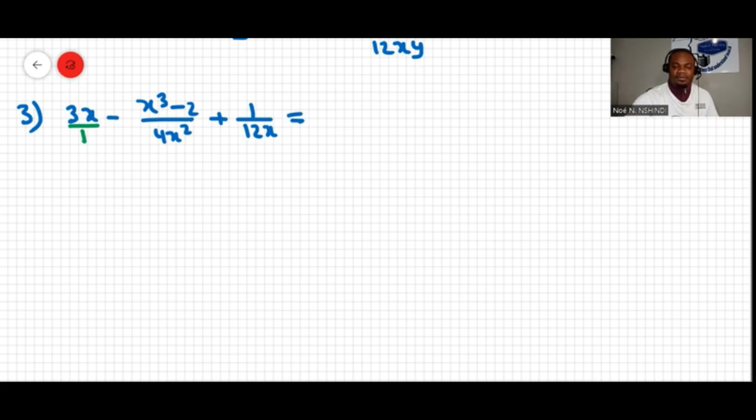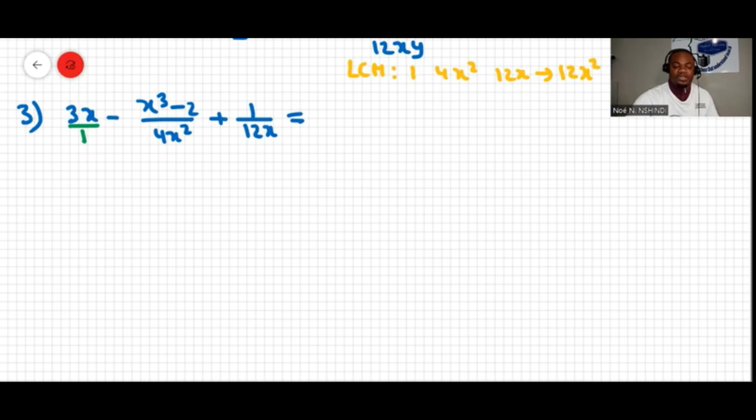We need to find the LCM of 1, 4x squared, and 12x. The lowest common multiple: 12 is a multiple of all 1, 4, and 12 itself, so I will take 12 for the LCM. Now I look again. X squared is also a multiple of 1 because x squared divided by 1 is x squared. X squared is a multiple of itself. It is also a multiple of x because x squared divided by x is x. So 12x squared is the LCM.